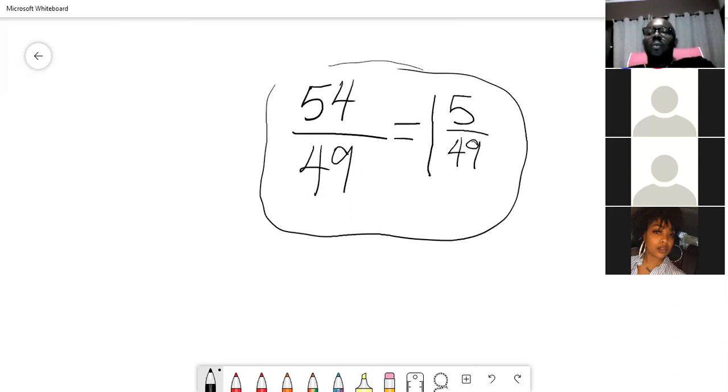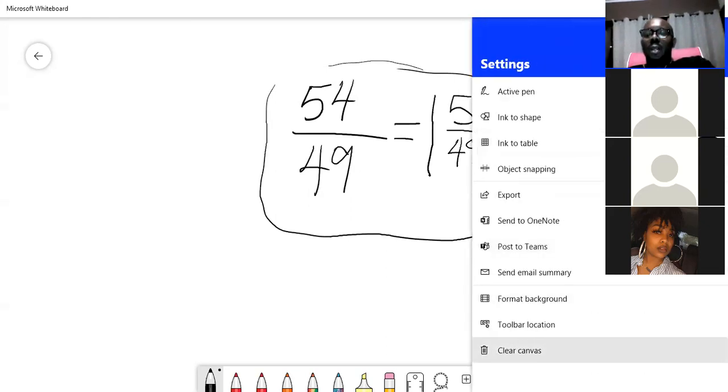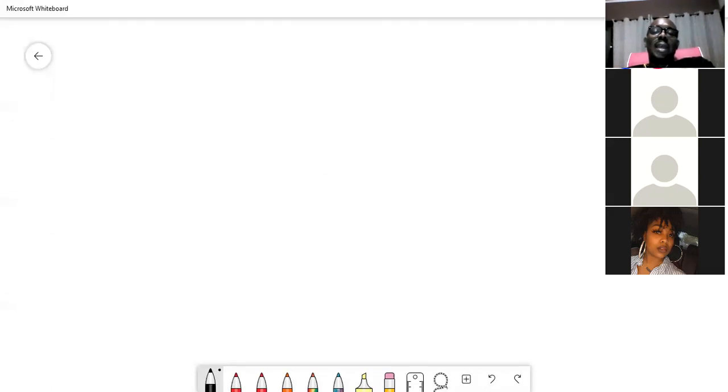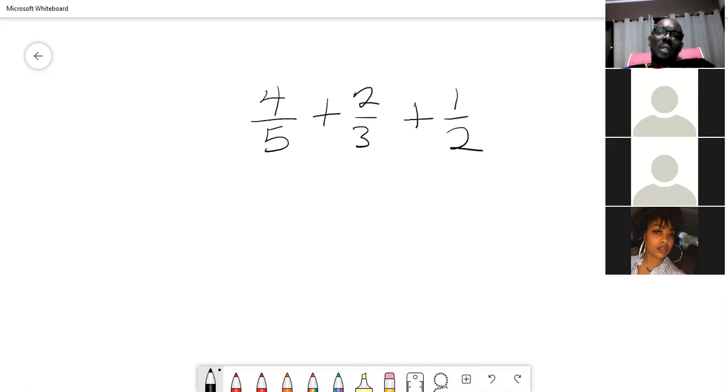So going back to what we were talking about, which is the LCM, that's the question that Joanna asked about LCM. So let's say we want to add something like 4 over 5 plus 2 over 3 plus 1 over 2. There are different ways of adding fractions, but in order to add the fractions, you're going to have to do LCM.